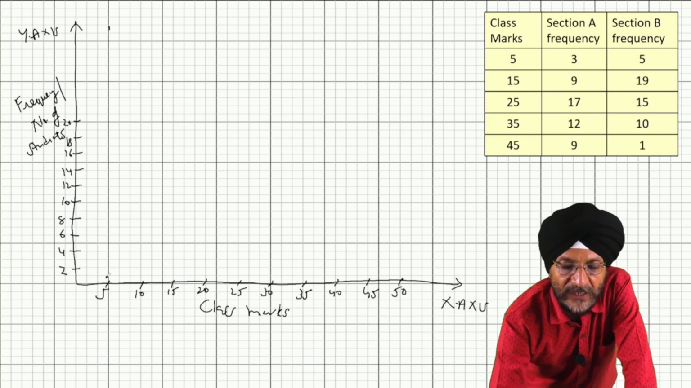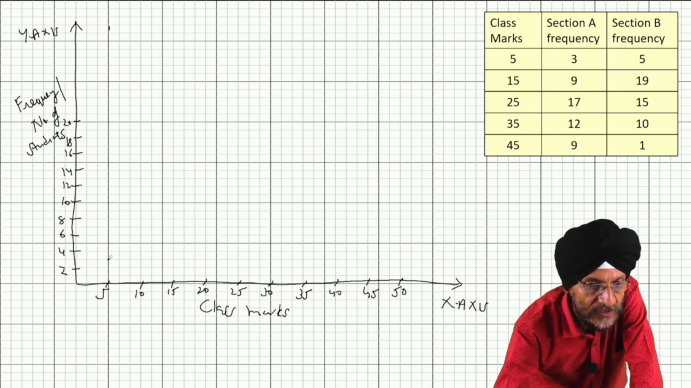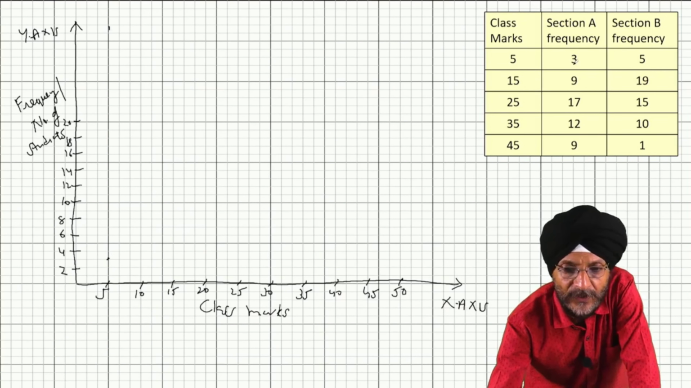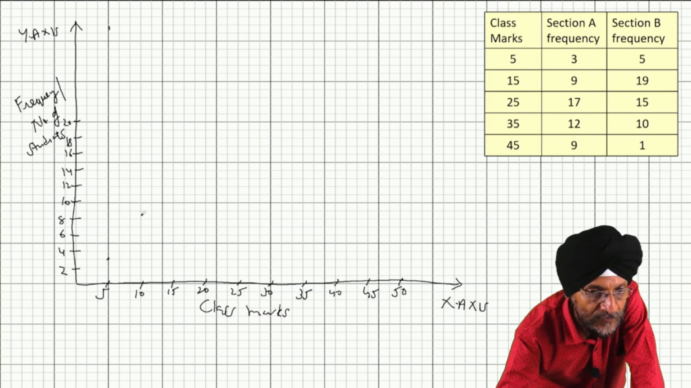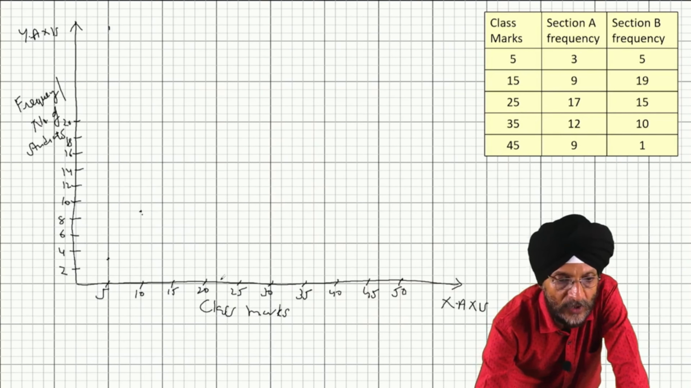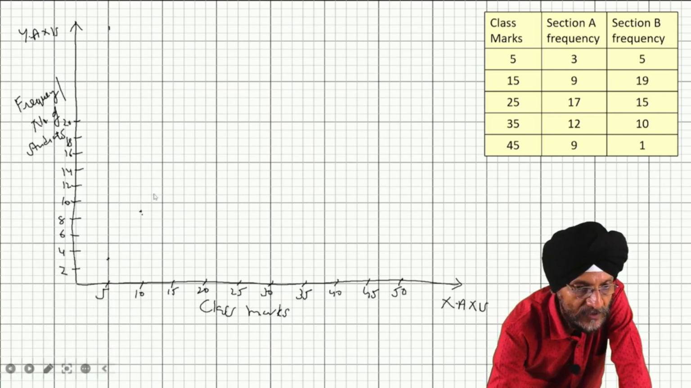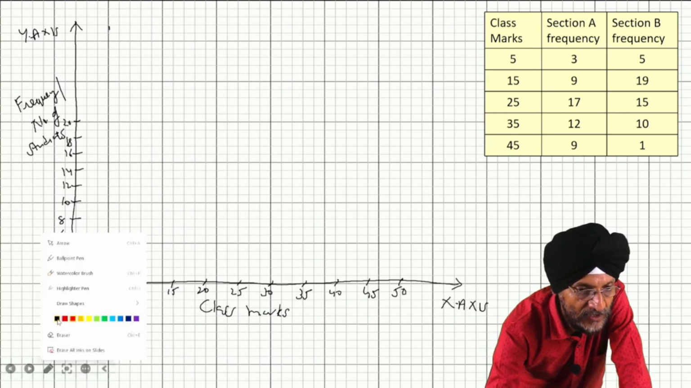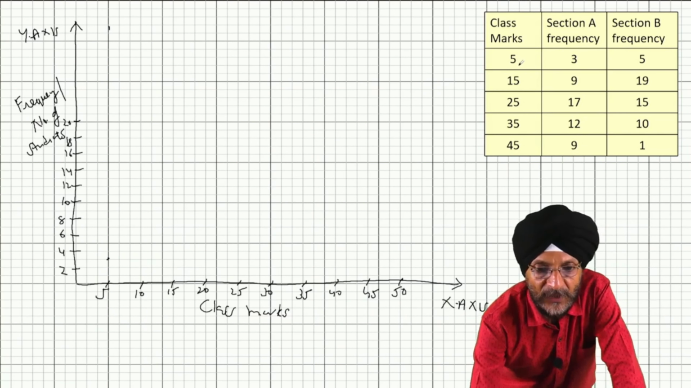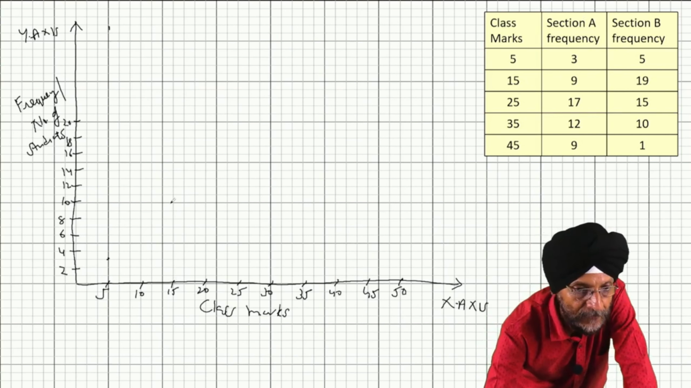So now what is the class mark? It is 5. And what is the frequency of section A? In the case of section A, it is 3. And in the case of class mark 15, it is 9. You can say here that it is this point. Now at class mark 25, no, this was wrongly taken at this point. This is not to be taken at this point. At class mark 5, the frequency is 3 in respect of section A, and at class mark 15, it is 9. Here we are to mark 9.